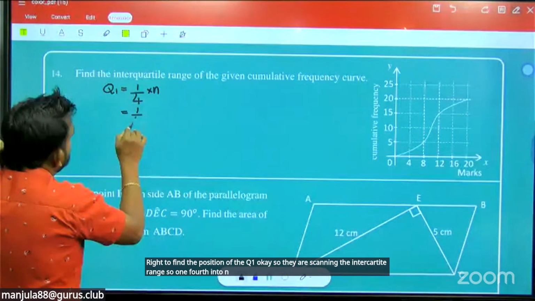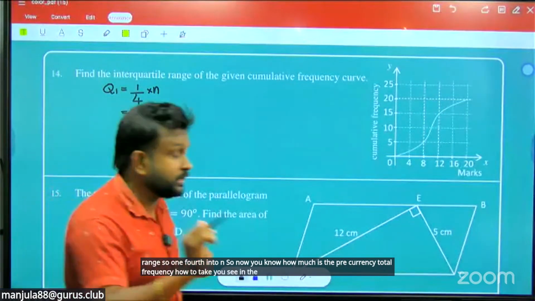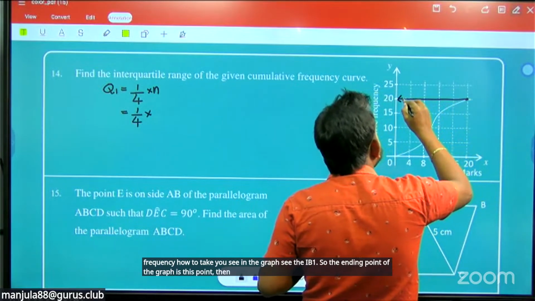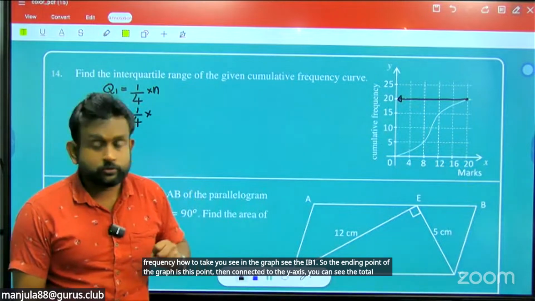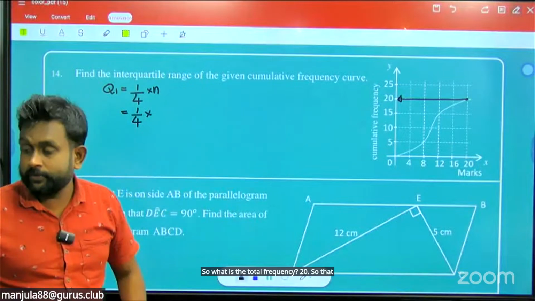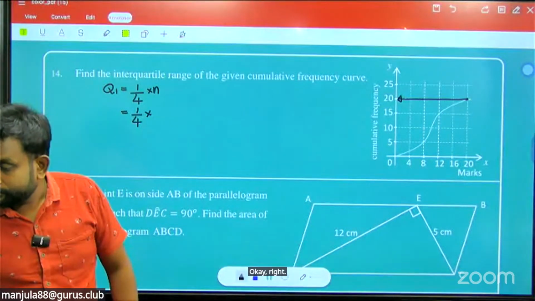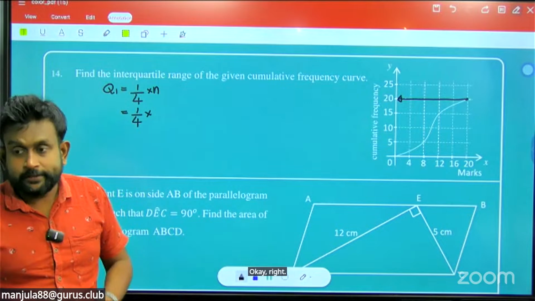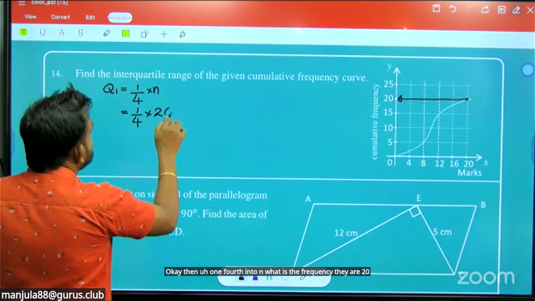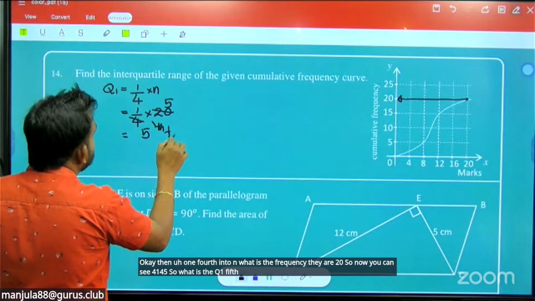Now, how much is the total frequency? How do we take it from the graph? See there, everyone. The ending point of the graph is this point. Connected to the y-axis, you can see the total frequency here. So what's the total frequency? 20. That is applicable for paper 1 part B also. Then 1/4 of n, with frequency 20, gives 5. So Q1 is the fifth term.